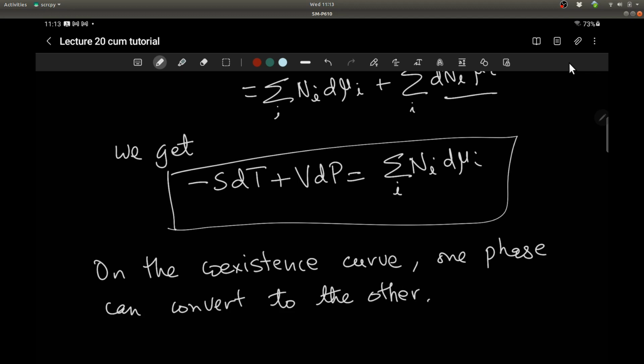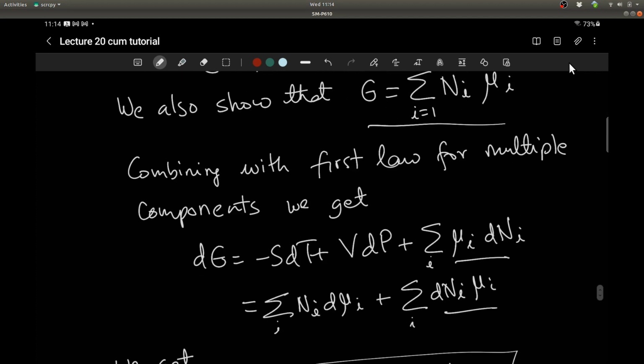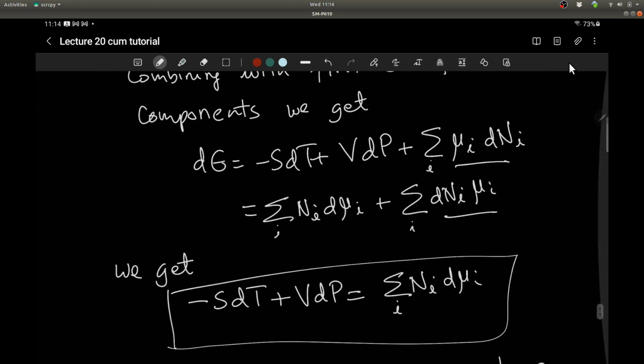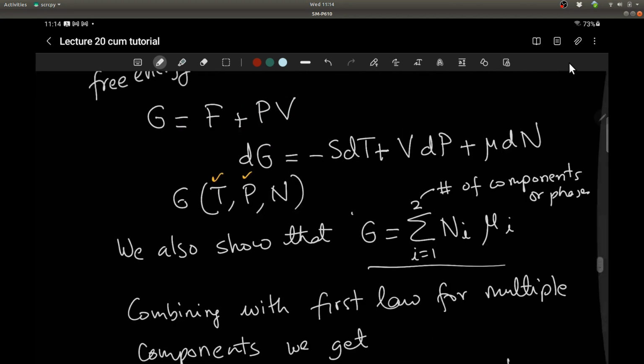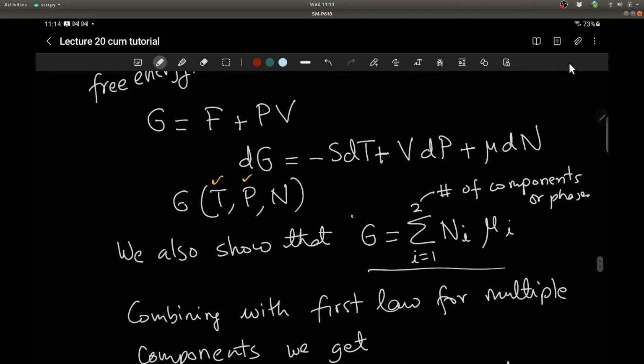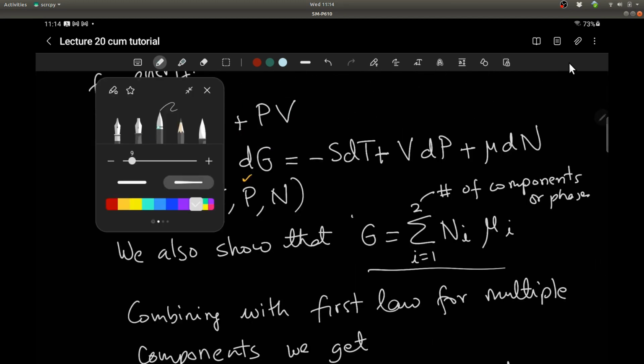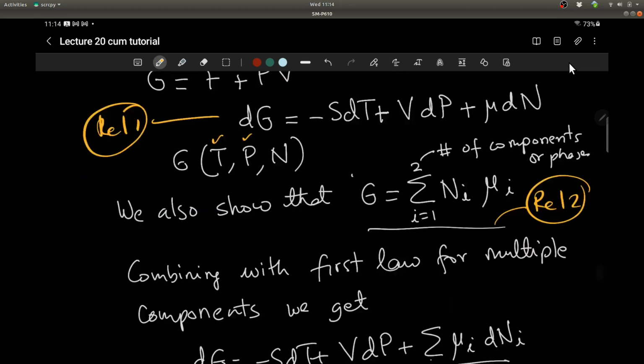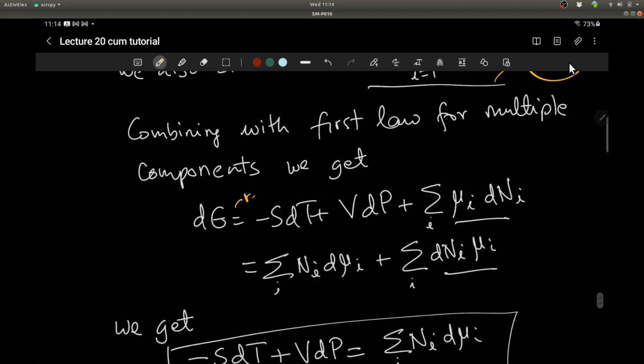Sir, why didn't you directly equate that G and this G? What are these middle steps? So there are two relations involving G. Let me number them. This is relation 1, a differential relation, the first law. And this is relation 2. So this is just relation 1 for multiple components, and this is from relation 2.